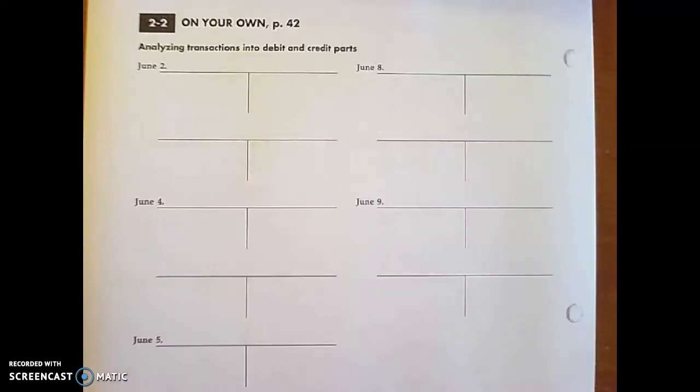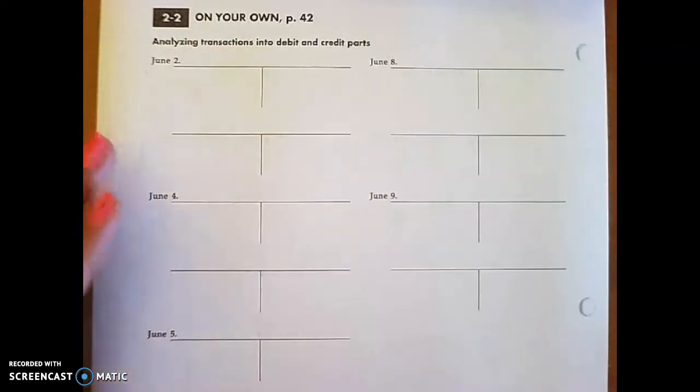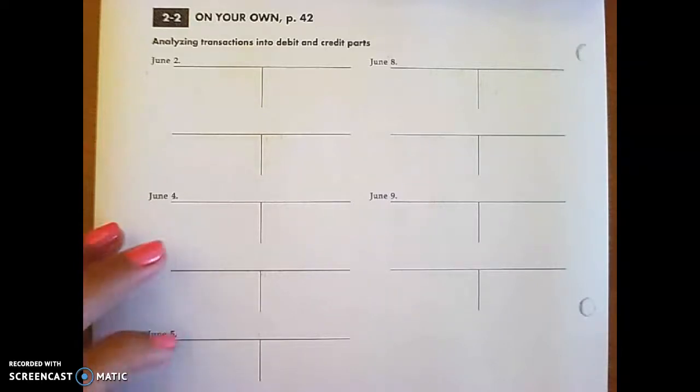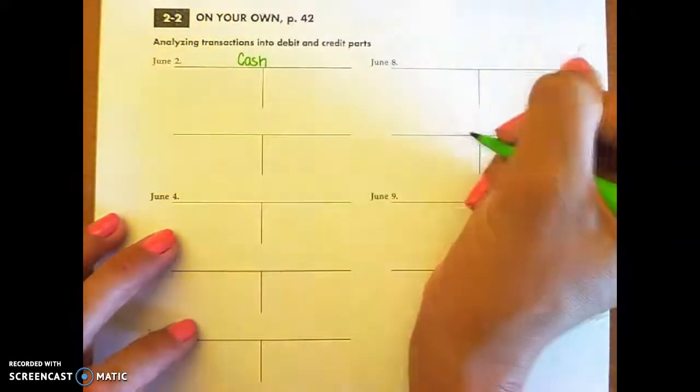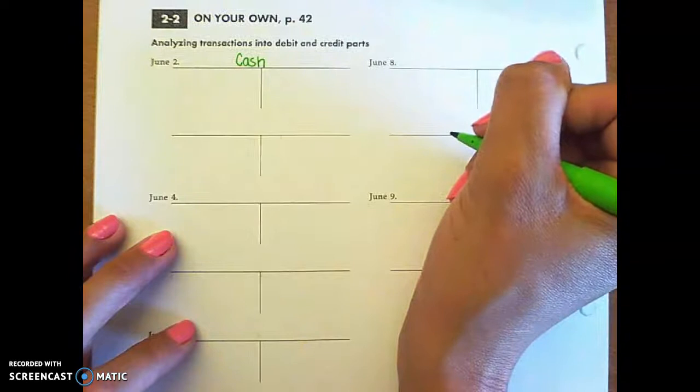So the on your own is just on the back side. It's on page 26 in the workbook, and the instructions are on page 42 that you can read. This one here is for Plumbing Solutions. I'm going to jump right into the transactions. On June 2nd, we received cash from owner as an investment, $3,500. Our two accounts for this transaction would be cash and Brian Helfrey, capital.